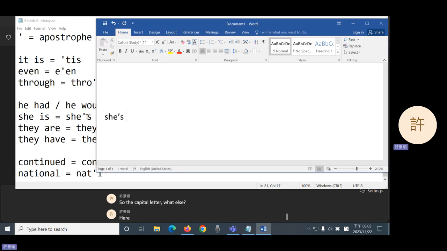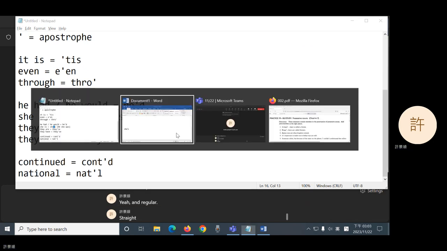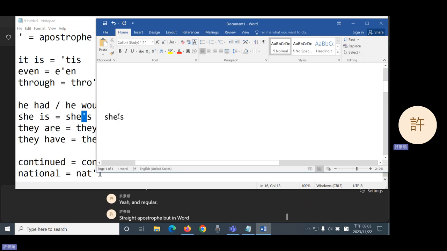Here, in Notepad, this is a regular straight apostrophe. But in Word, this is a curled apostrophe, right? It changes direction. Can you tell the difference between these two? One is straight, one changes direction.